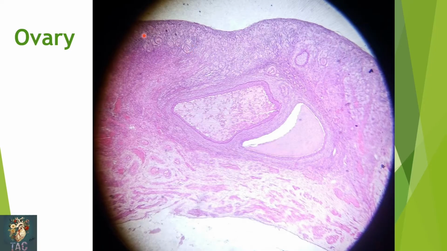This is all the cortex, where you can see the pool of primordial follicles, the epithelium, the tunica albuginea, and here you can see the medulla of the ovary.